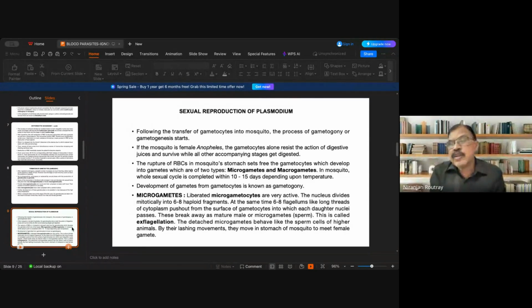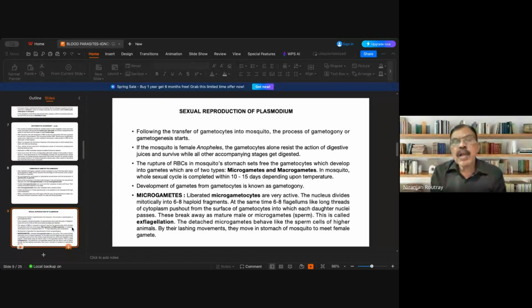After they have become free, these gametocytes develop into their respective gametes. Why do I say respective gametes? Because macrogametocytes produce the female gamete and microgametocytes produce the male gamete or microgamete. In the mosquito, the sexual cycle is completed within 10 to 15 days, but it varies with different species of the parasite, and also depends upon the temperature.